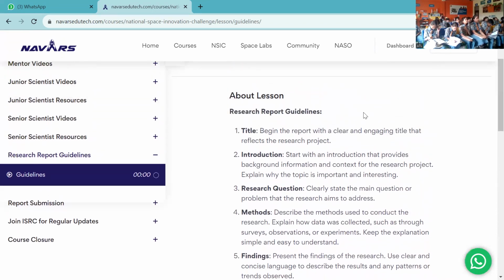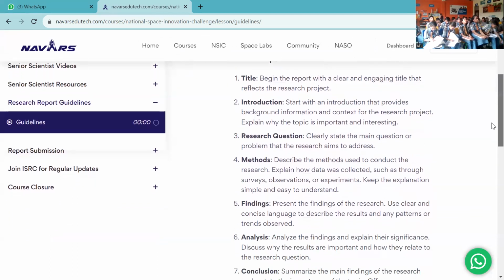So in title, what will you write? Whatever your project title is, you have to write that in the title. A clear and engaging title. It should be very clear what your project is going to do, and it should also be attractive enough that everyone reading it feels they must read it, that this is really a very good solution. It should be engaging. In the introduction, you will write the introduction that provides background information. Whatever research you have done, what information you have, and what important and interesting things you did, you have to write all that in the introduction.